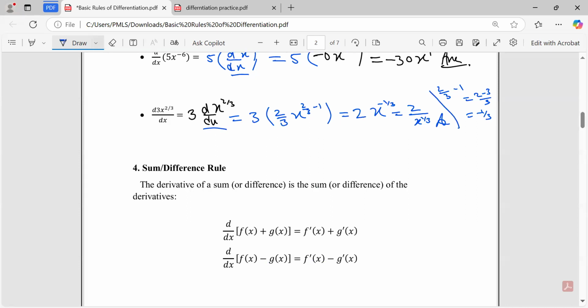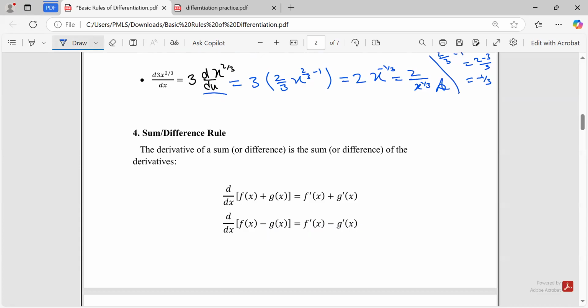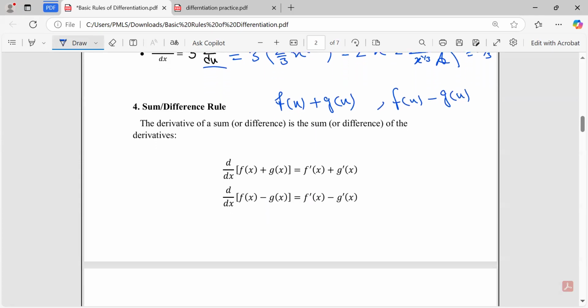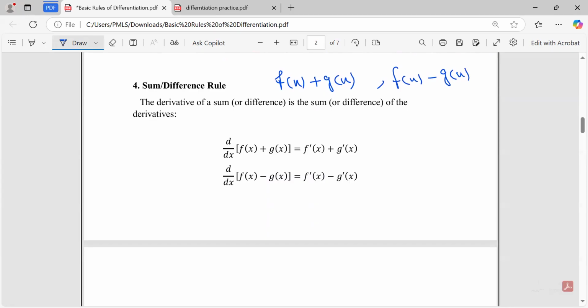So after that, we have the fourth rule, that is the sum difference rule. If you have two functions added together, how do we find the derivative of it? And if two functions are subtracted from each other, what will be the derivative of these functions? In this case, we will take the derivative of each individual function and add them together. We apply the derivative on each.